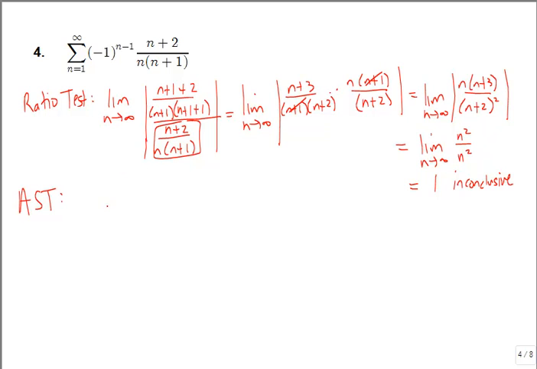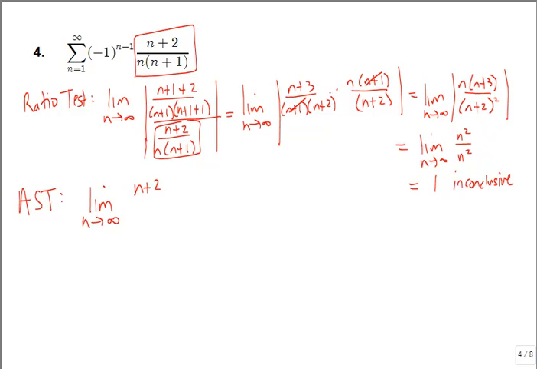Now remember, there's two conditions that you need to check for the alternating series test. The first condition is that nth term limit. So we need to take the limit as n goes to infinity of just this portion of it. Again, you're ignoring that alternating piece.